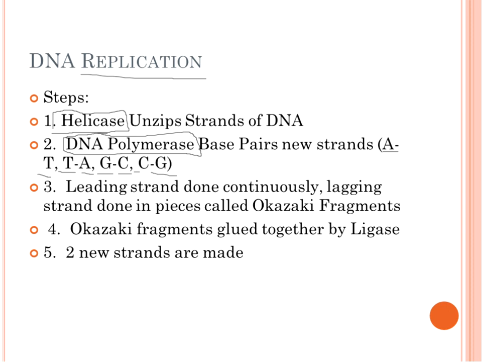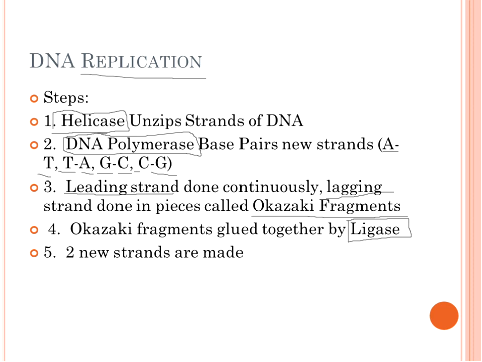Remember how helicase unzipped DNA in two different strands? Well, the two strands have names. One is called the leading strand, which is done continuously. That's why it's called the leading strand. And the lagging strand is the other one. Those are done in pieces. And those pieces are called Okazaki fragments. Finally, those pieces need glued together to look like the leading strand. And they are glued together by a third enzyme called ligase. Your final product, two new strands of DNA.